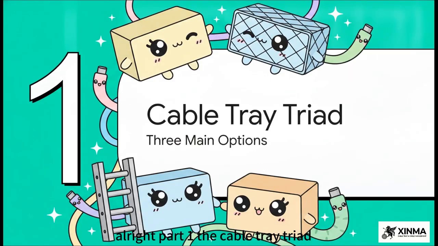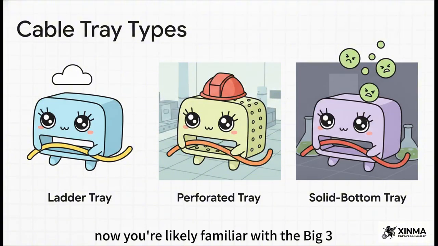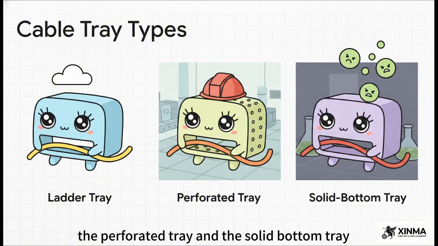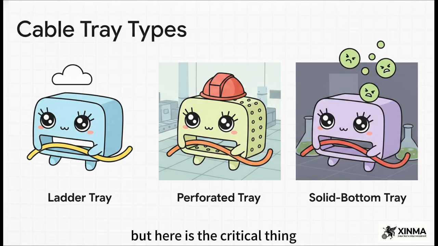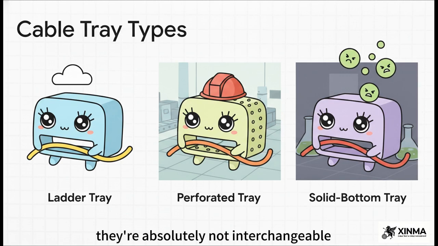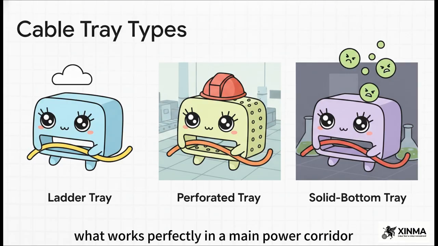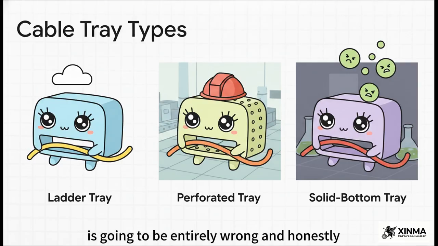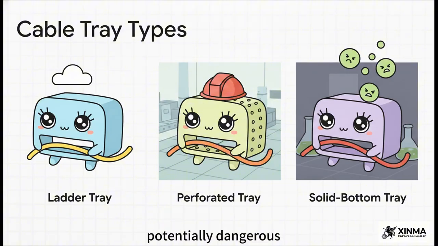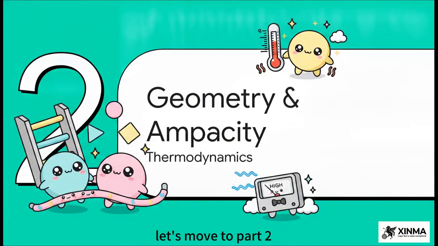All right, part 1, the cable tray triad. Now, you're likely familiar with the big three: the ladder tray, the perforated tray, and the solid bottom tray. But here is the critical thing. They're absolutely not interchangeable. Swapping one for another isn't just an aesthetic choice, it's a make-or-break engineering decision. What works perfectly in a main power corridor is going to be entirely wrong and honestly potentially dangerous if you try to use it in, say, a chemical spray zone or a sensitive control room.